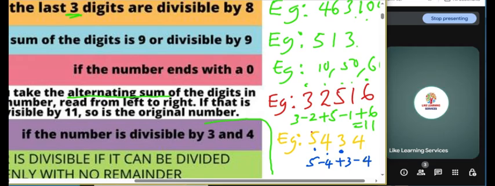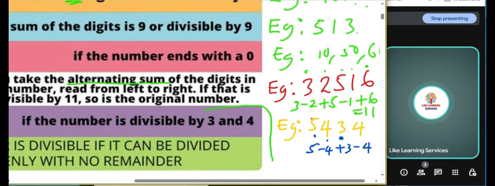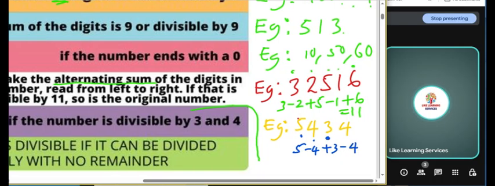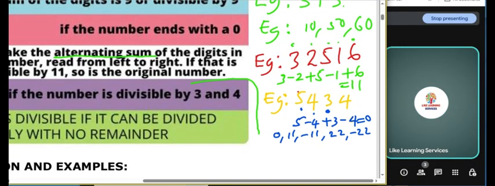What? Yes, it is. Let's say 5 minus 4 is 1, 1 plus 3 is 4, 4 minus 4 is 0. I thought 0 was only divisible by... No, 0 is a product of 11, because 11 times 0 is 0. This gives 0. 0, 11, even minus 11, even 22, even minus 22, they are all products of 11. So if it gives all these numbers, they are divisible.